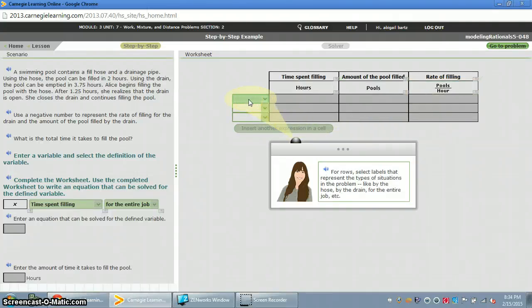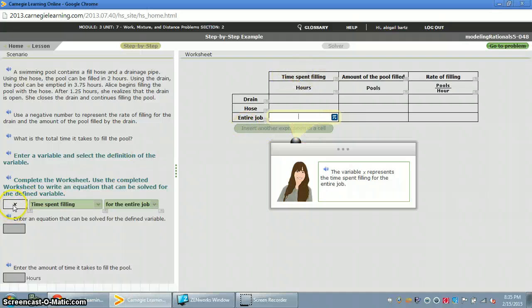And then it wants to know the sort of the time or the situation. It says daily, separately, drain, hose. Again, we know that there's a time spent filling by a drain. We know that there was a time spent filling or emptying by a hose. And then we know that there should be a time spent filling or emptying for the entire job. So if you read the situation, it makes more sense of what those values should be.